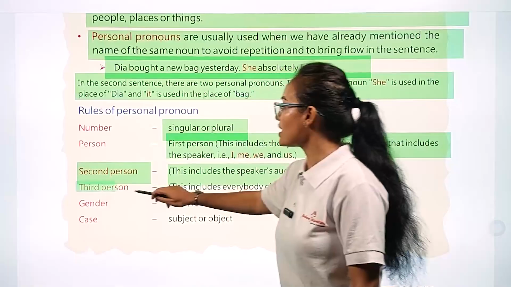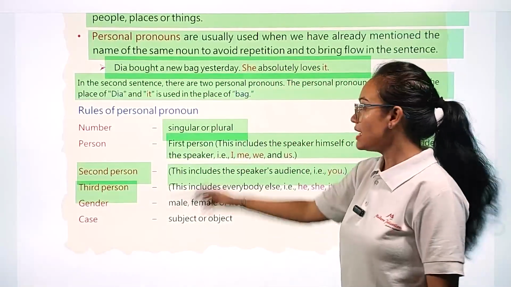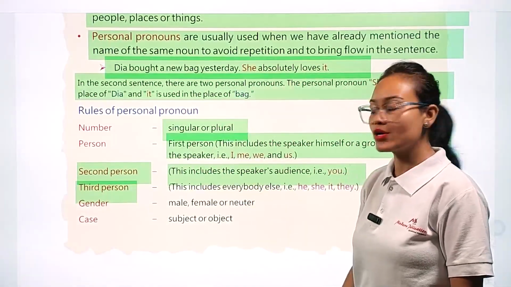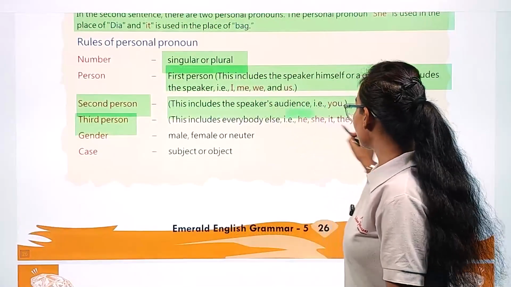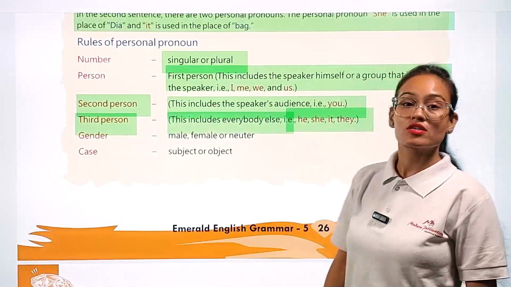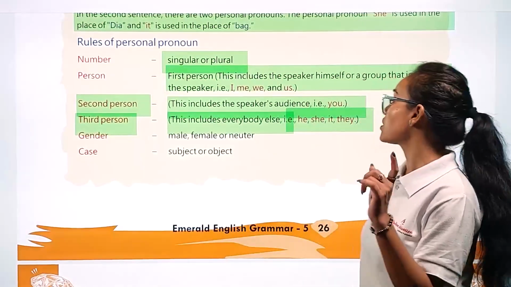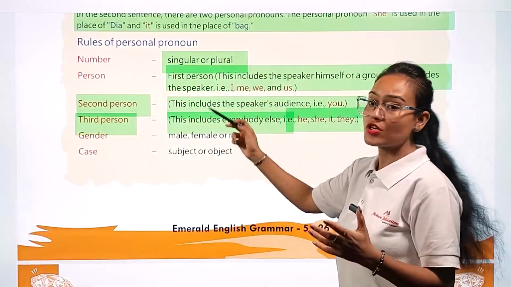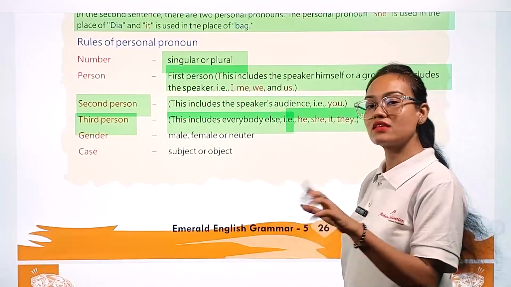Then third person. Whenever we are talking about the third person in the personal pronoun, we are going to use he, she, it, they. Whenever we are talking about third person in the personal pronoun, then we are going to use this personal pronoun but in the third person form.